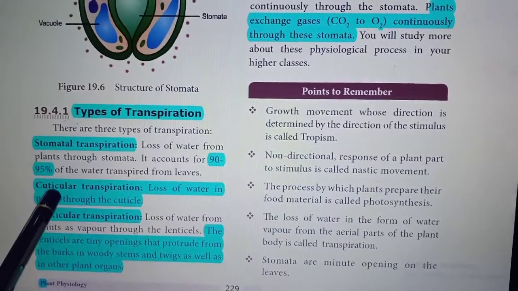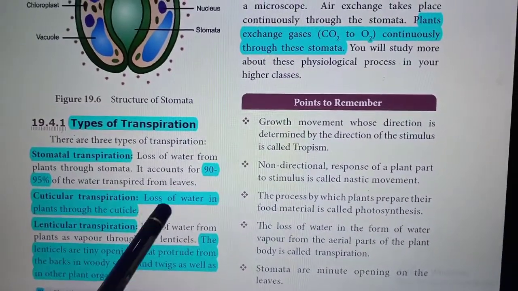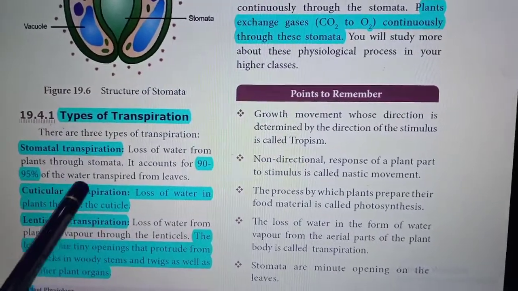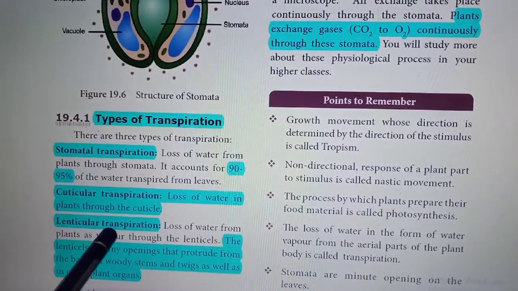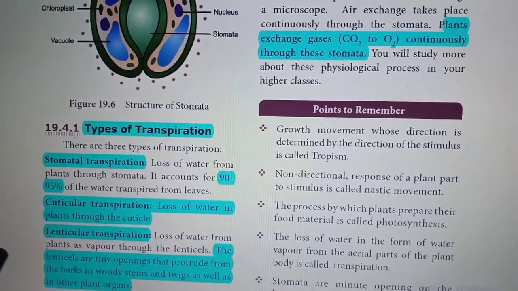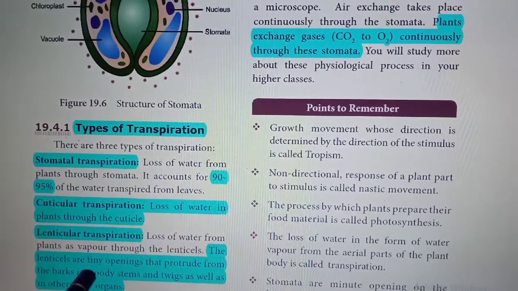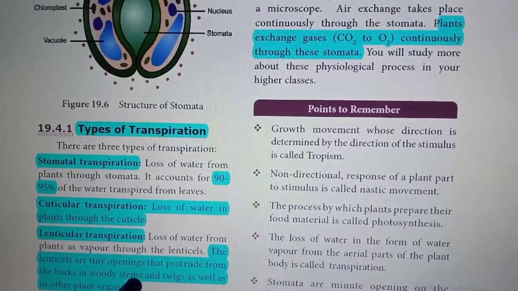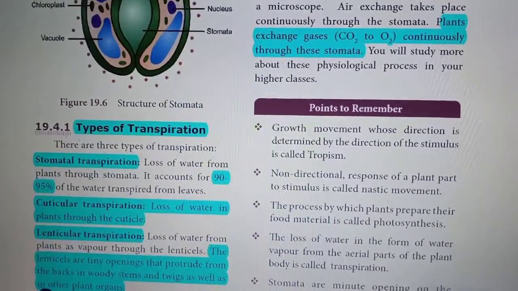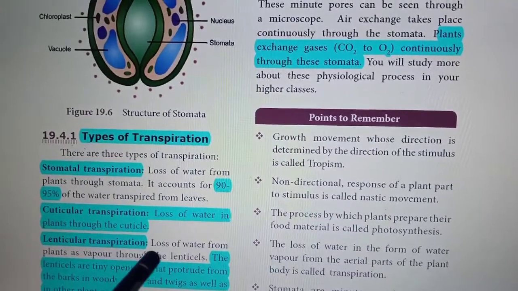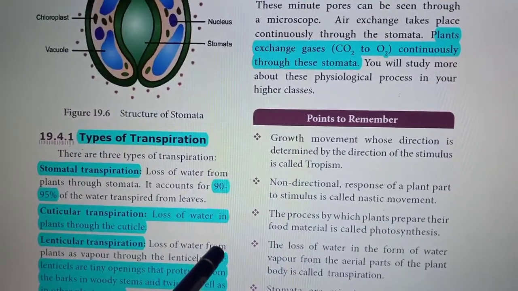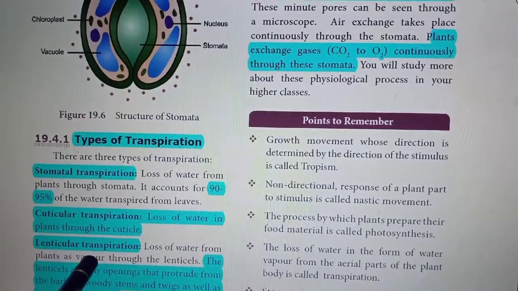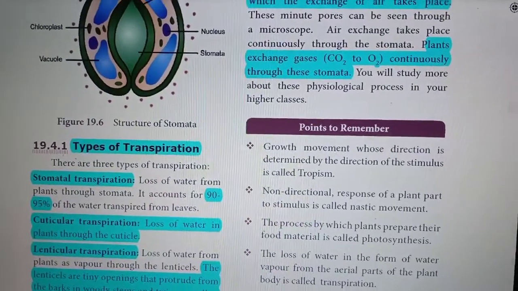The next one is cuticular transpiration. The loss of water in the plants through the cuticle is called cuticular transpiration. Lenticular transpiration. What are lenticels? The lenticels are tiny openings that protrude from the bark in a woody stem and twigs as well as in other plant organs. So when there is a loss of water from these lenticels, that type of transpiration we call lenticular transpiration.